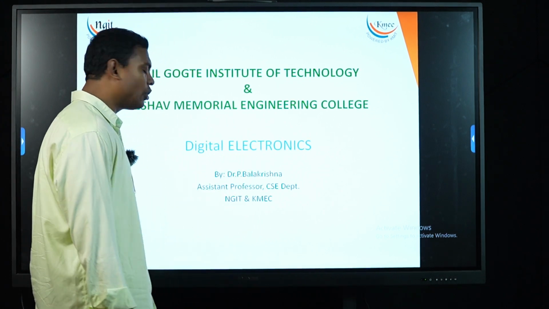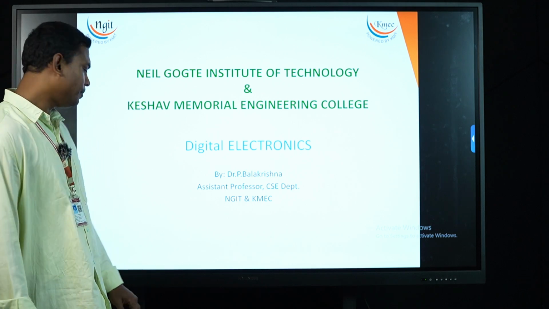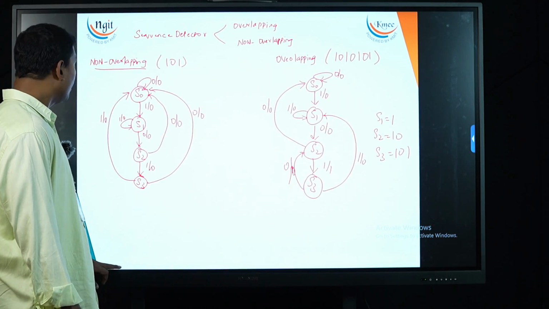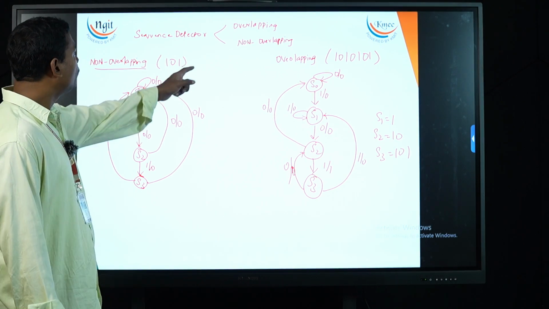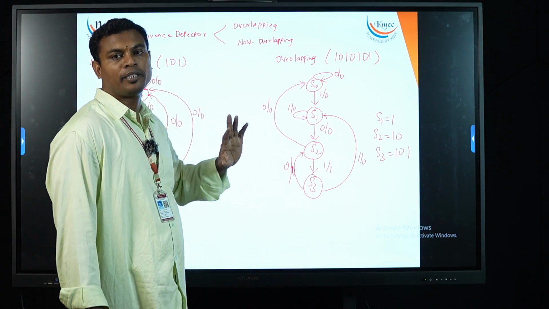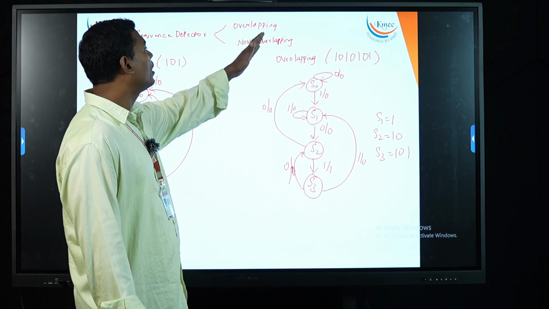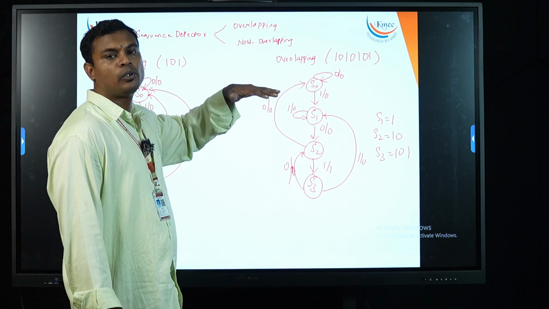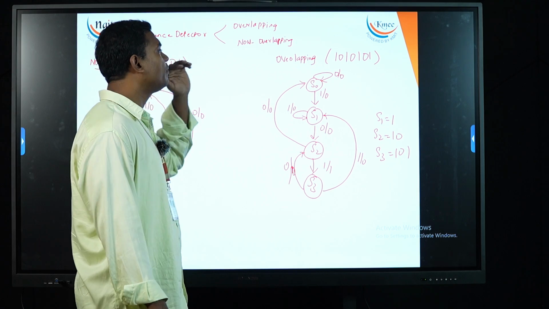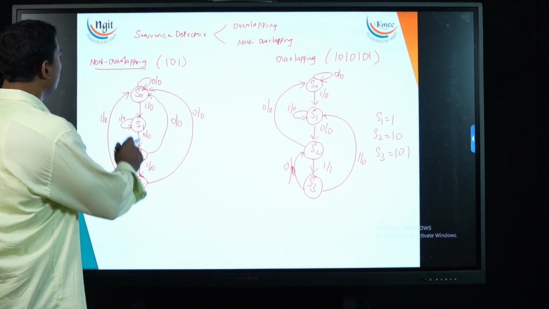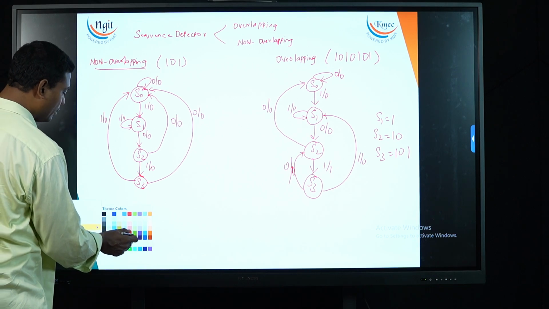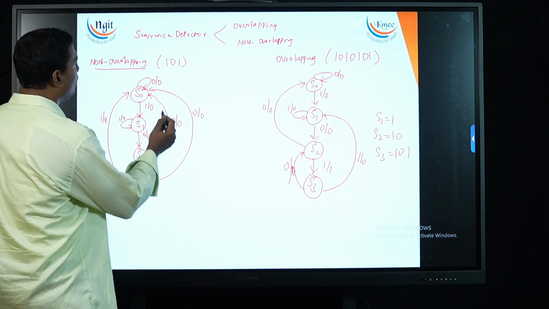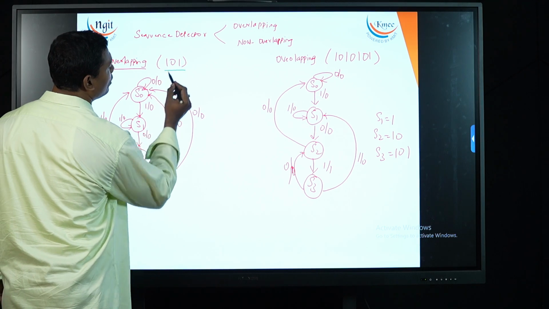Here in this session we are going to deal with sequence detector. Sequence detector is of two types, that is overlapping case and non-overlapping case. We'll see how overlapping looks and how non-overlapping looks under sequence detector, both the cases. First case, non-overlapping case.